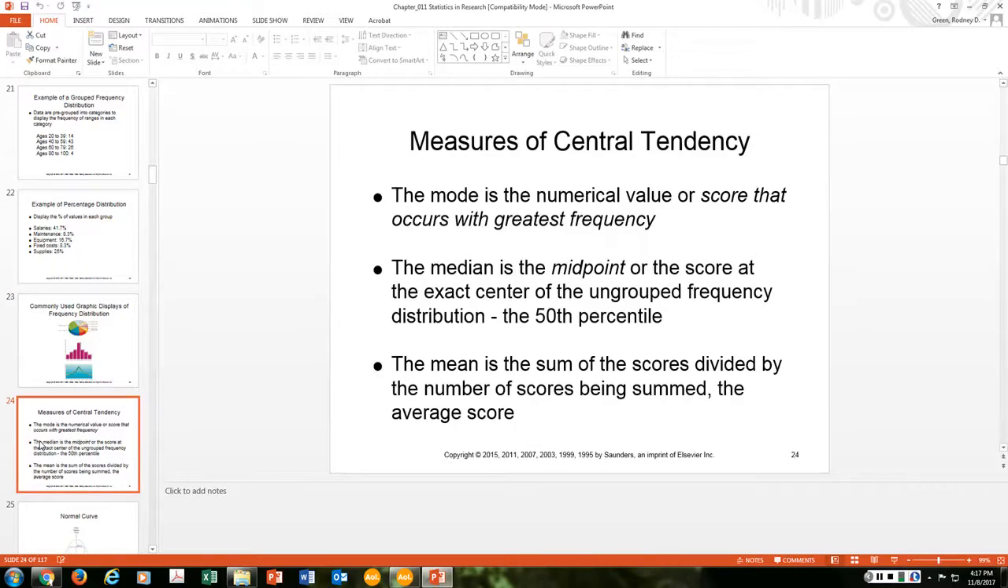So we'll talk about measures of central tendency: mean, median, mode. The mode is the numerical value or score that occurs with the greatest frequency. The median is the midpoint or the score at the exact center of the ungrouped frequency, the 50th percentile. The mean is the average, the sum of the scores divided by the number of scores being summed.